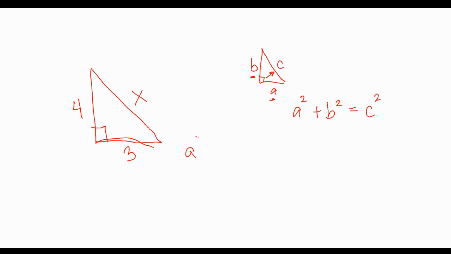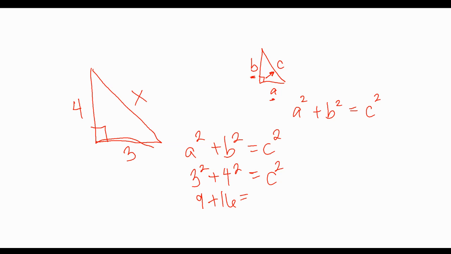So A squared plus B squared equals C squared. A is 3, so I'm going to say 3 squared, right? All I'm doing is substituting my numbers in. B is 4, so I'm going to say 4 squared equals C squared. 3 times 3 is the same as 3 squared, so that's 9. 4 times 4 is 16. Now I have 25 here as C squared.